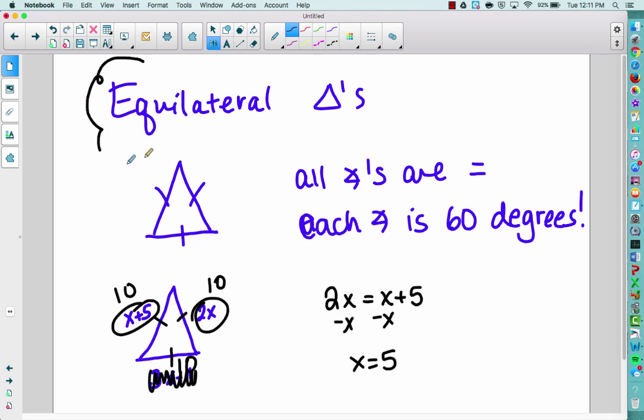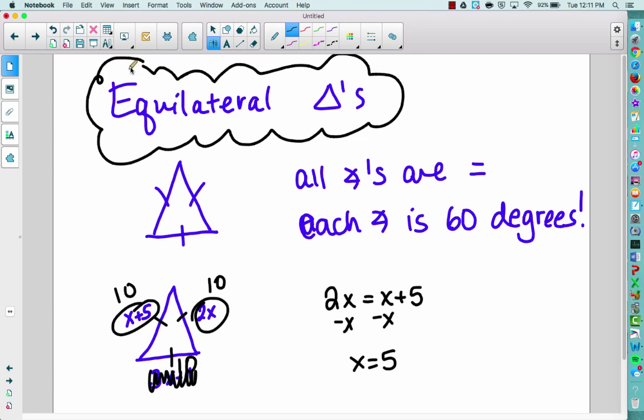Okay, so now we've spent a lot of time already talking about equilateral triangles in class, and we're going to be practicing all that tomorrow in class, so have a great night.